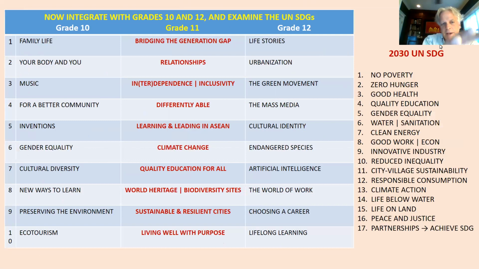So now I've put those things beside the 17 UN Sustainable Development Goals, which you see on the right. How can we begin to identify 10 inclusive topics that cover all of this? This is what the ministry, MOET and DOET, are expecting us to be able to do.